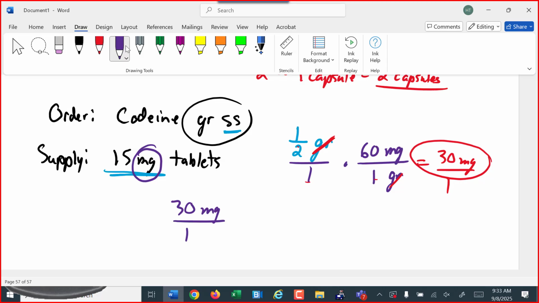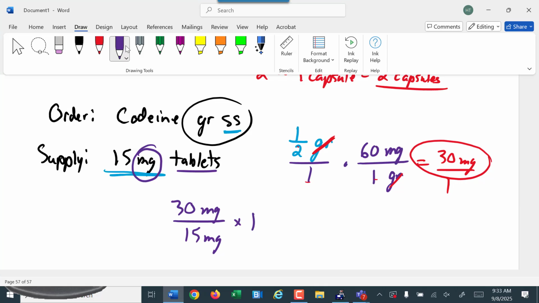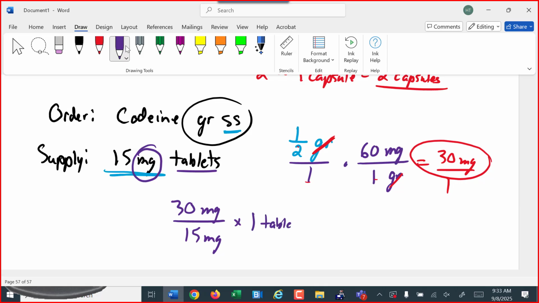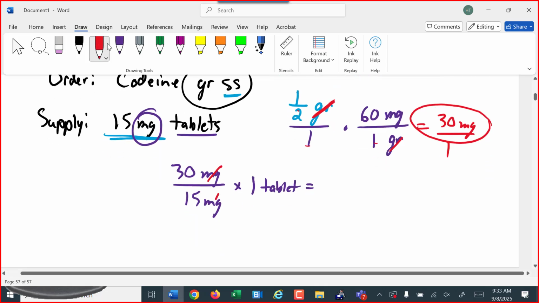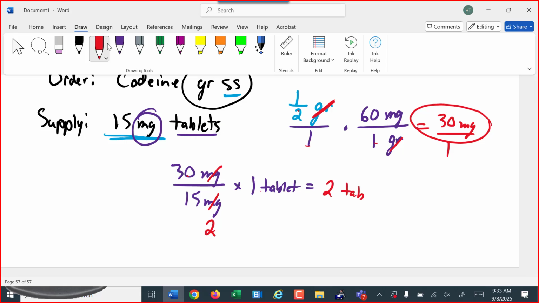The on-hand dose of 15 milligrams goes under that. And it is 1 tablet is the vehicle. So the milligrams cancel out. 30 divided by 15 is 2. And 2 times 1 tablet is 2 tablets.